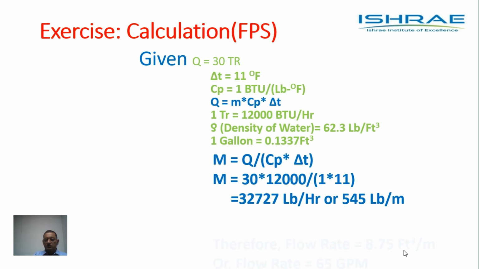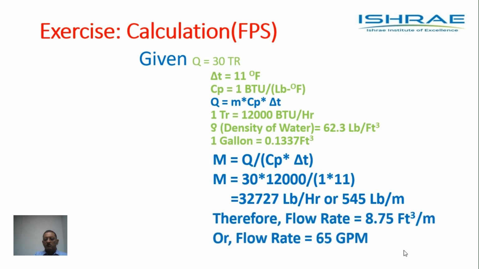pounds per minute. Now this transforms, because density is given, and the 1 gallon, how much it is in feet cube, that is also given. We can calculate that flow rate required is 8.75 feet cube per minute, or flow rate is 65 GPM. So this was about how we can estimate the water requirement for a chilled water system.